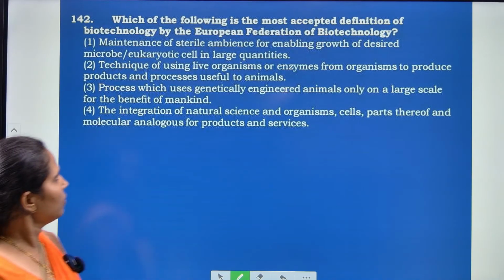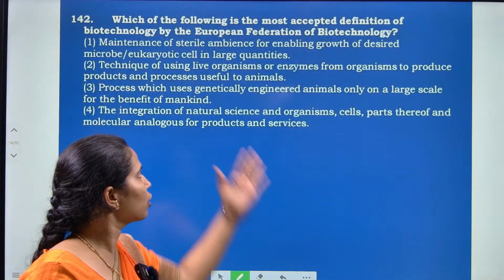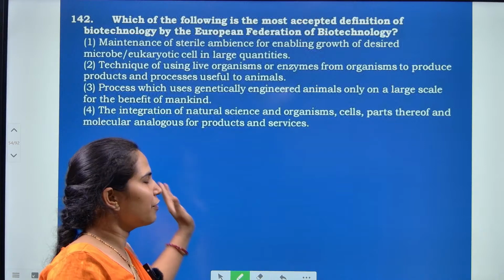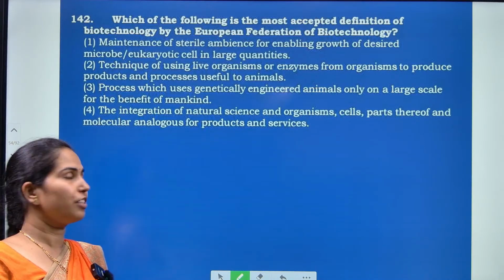Next. Which of the following is the most accepted definition of biotechnology by the European Federation of Biotechnology? So you have to write the definition, and this definition is exactly from the NCERT as it is. We cannot change the definition here.